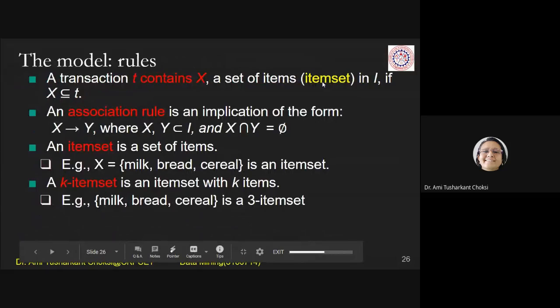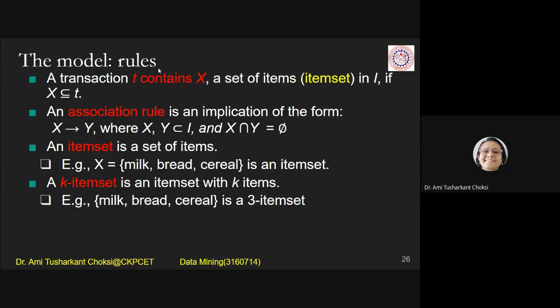Now, the model, the rules. Rules we want to create out of these transaction data. Fine. So how to make that? For that, a transaction T contains X, a set of items, that is item set in I, if X is less than or equal to, no, it is subset or equal to T. Fine. It is subset or equal to T.